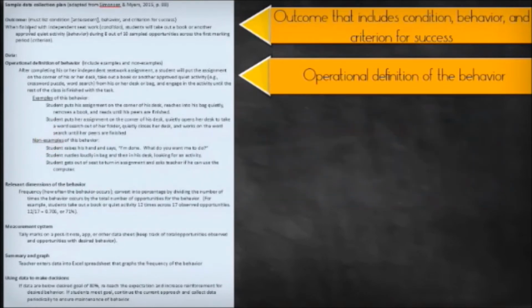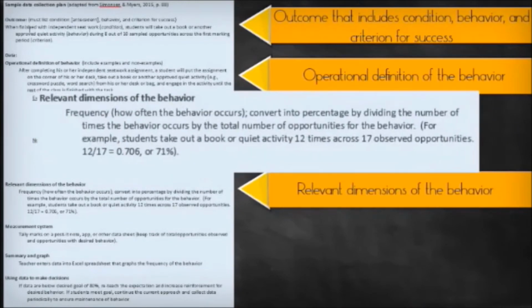The data plan should also list the relevant dimensions of the behavior. Here, we're interested in the frequency, which we would convert into a percentage by dividing the number of times the behavior occurs by the total number of opportunities for the behavior. For example, students take out a book or a quiet activity 12 times across 7 observed opportunities.